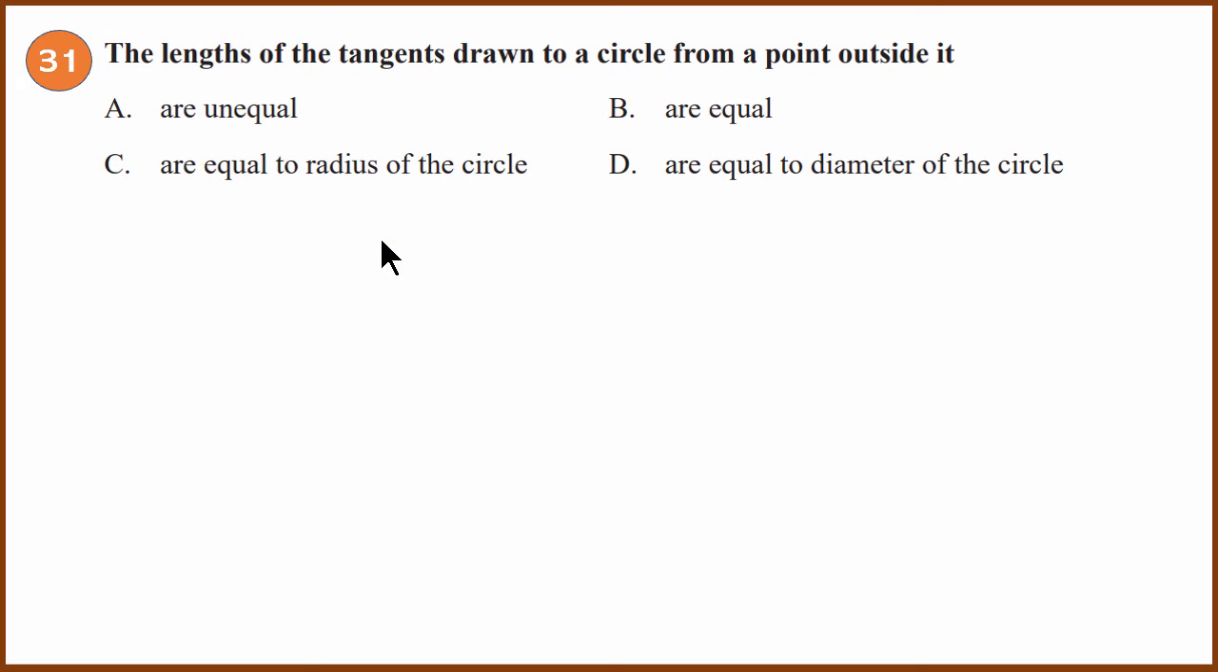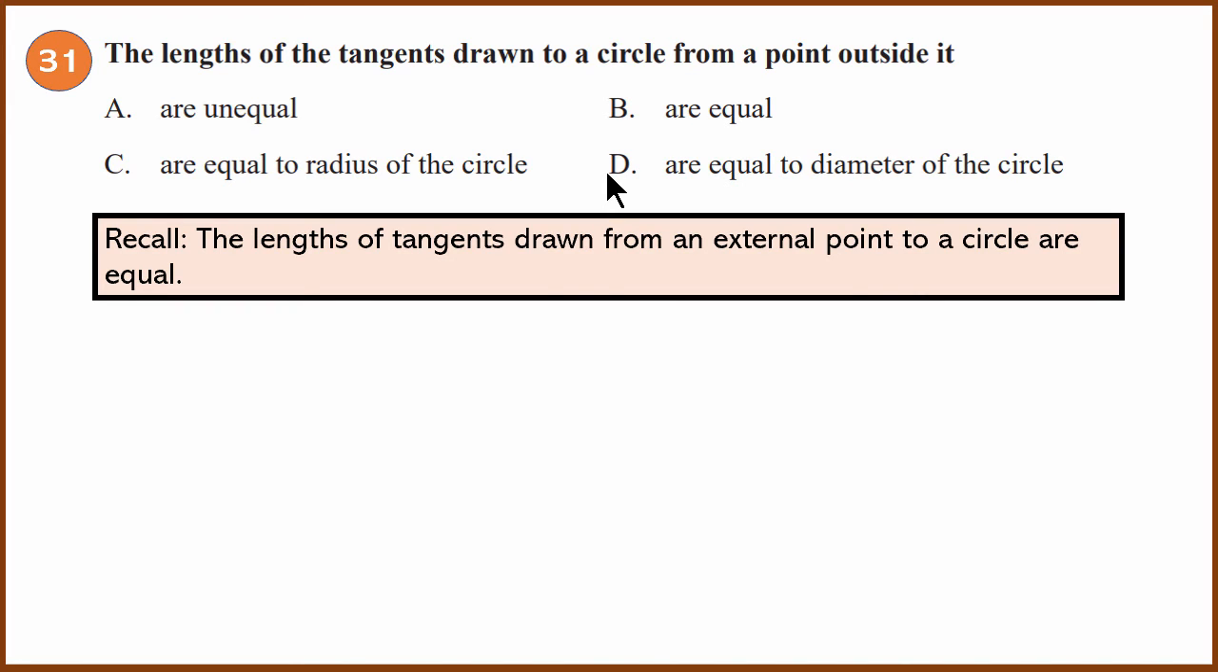31. The length of the tangents drawn to a circle from a point outside are equal. Why? Because of the theorem which says if you draw tangents from an external point, you can draw 2 tangents and they will be equal. Correct answer is B.